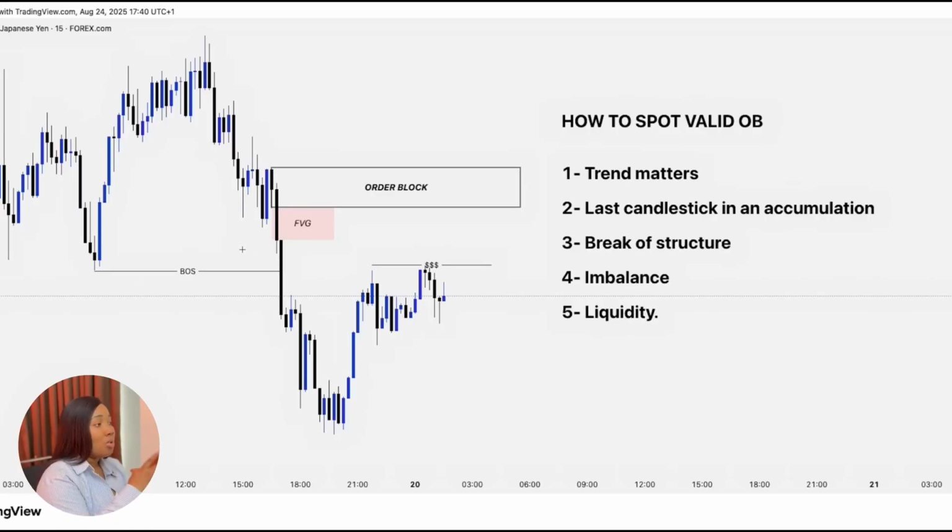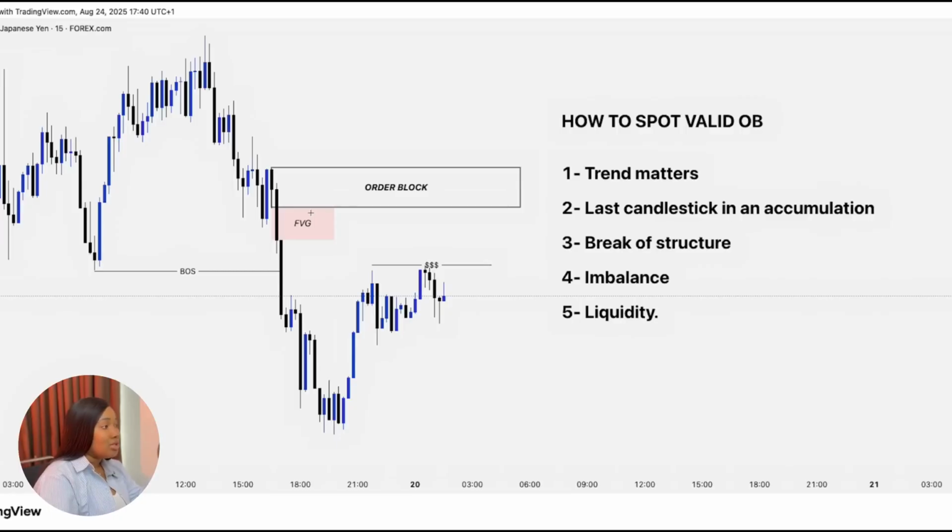And now, once you point out the accumulation that happened before the impulsive move that caused the break of structure, you now need to look for the last candlestick reaction before the impulsive move. Highlight it because that is your order block candle.